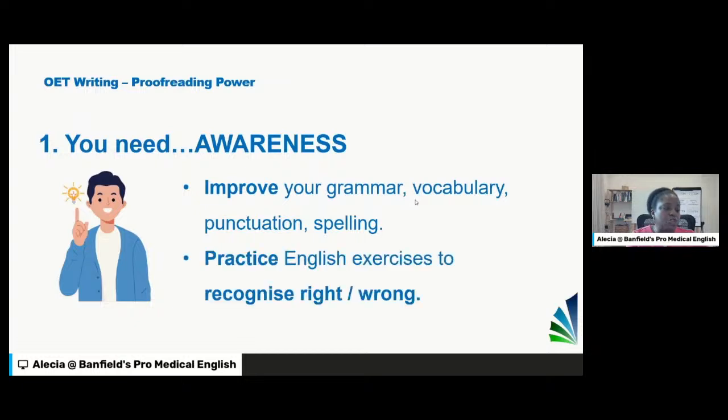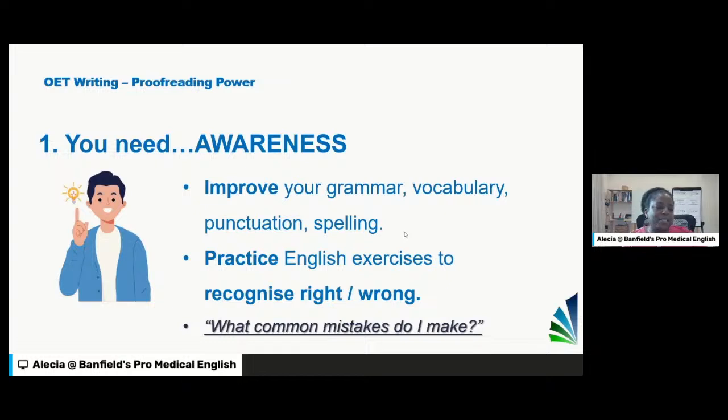You have got to practice these things in your preparation so that you recognize what is right and what is wrong. If you don't recognize what is right and what is wrong, how are you going to be able to correct yourself? You can't. Okay? And then in your practice, you need to be asking yourself, what common mistakes do I make?